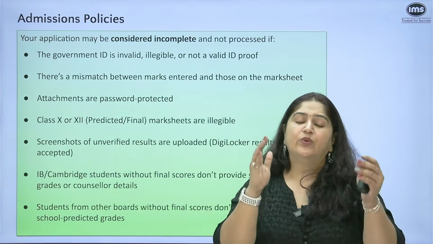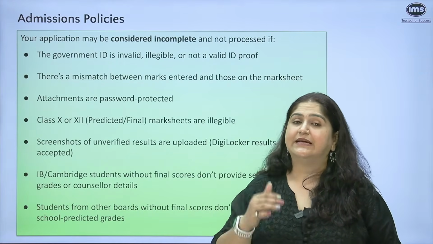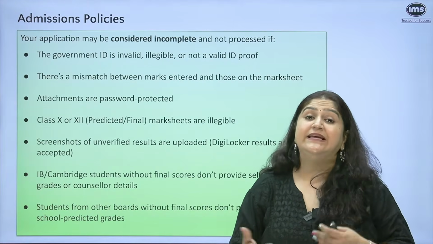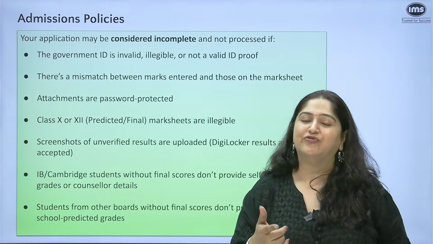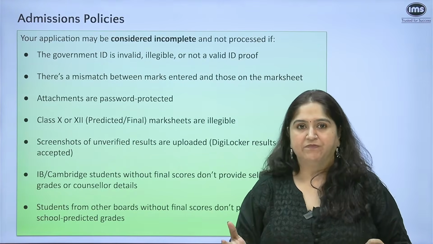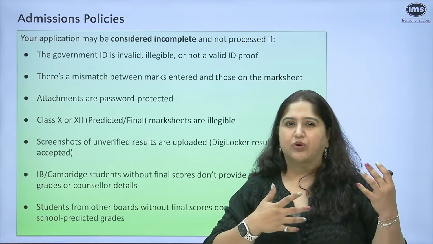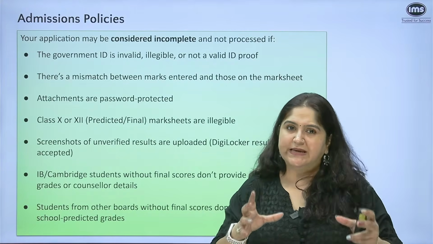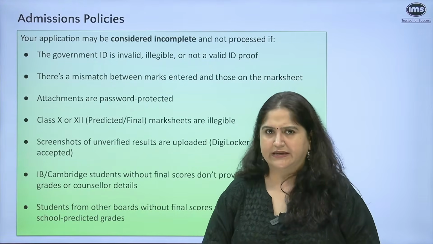Save everything in a particular, precise order. Ensure each document is less than 1 MB, because as you start filling the application form, you will realize everybody has a similar kind of requirement: your photograph, your government Aadhaar ID, your mark sheets, and a paper where a signature would be required. Just keep it ready, as it will be easier for you as you fill the form.